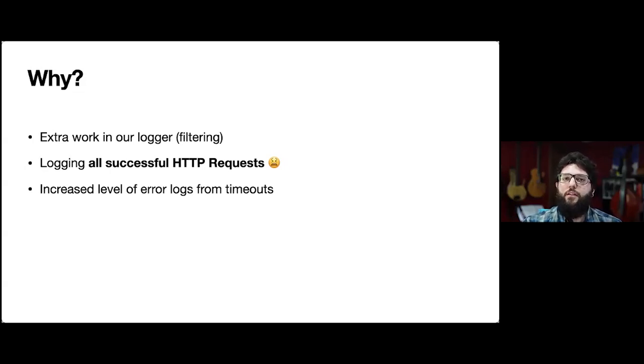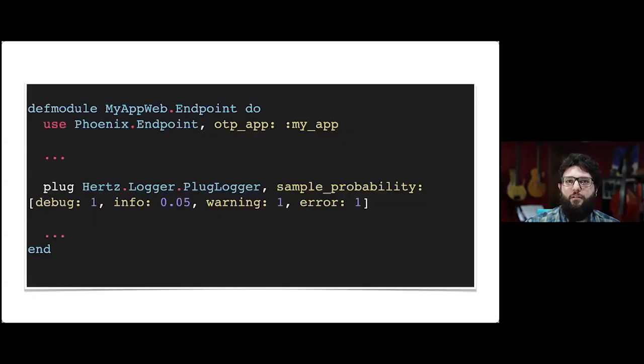So the easiest thing to do here was to add probability to our logger to not log all of the successful HTTP requests. And that looks like this. We have our plug logger. It's custom. It's built into that Hertz library. And for all the log levels, we can provide a sample probability. So in this case, if it's a debug level log, log it. If it's info, only log 5% of them. Warning, always. Error, always.